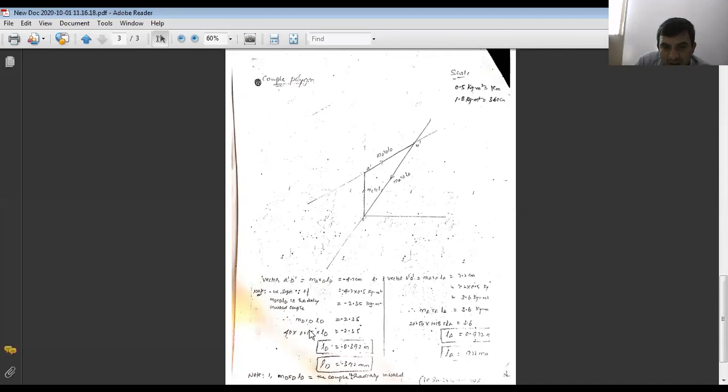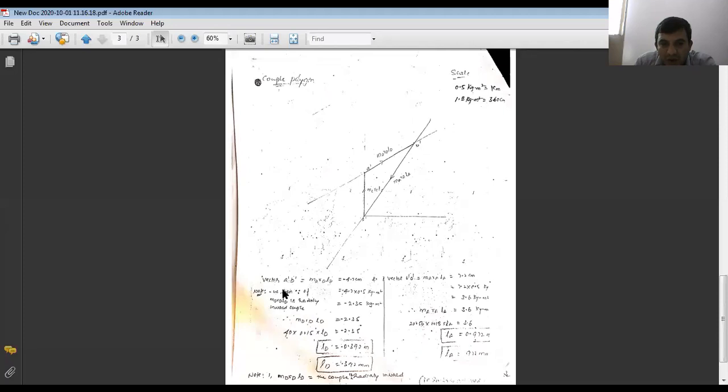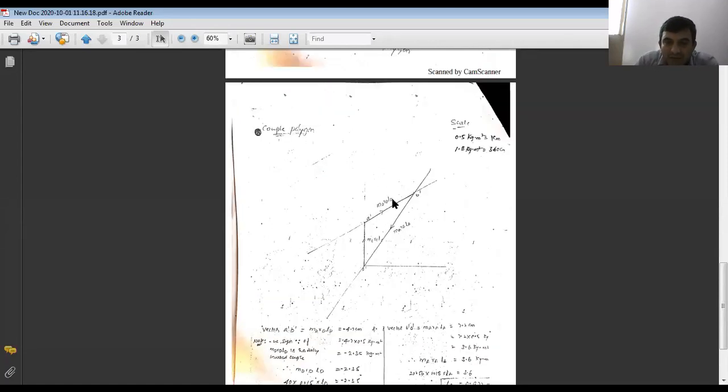Now substitute the RD value and MD value. LD is determined: minus 0.392 meter. Why do you get a negative sign here? Because MDRDLD is radially inward. How do you say radially inward here? O dash to A dash is upward, A dash to B dash is to the right, and B dash to O dash is downward. Meanwhile the centrifugal force acts radially outward, so here radially inward is not outward.